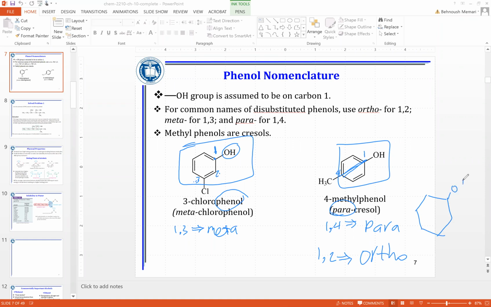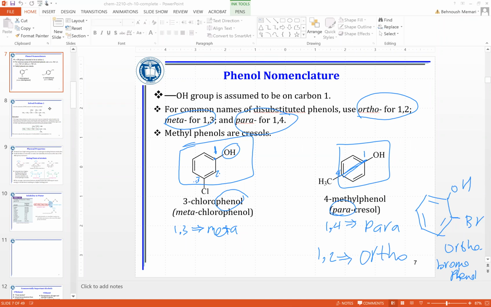So if you have an OH on carbon 1, and then let's say you have a Br on carbon 2, in this case, this is ortho. Okay, ortho-bromophenol. So we have 1,2 for ortho, and meta is 1,3. Para would be 1,4 with respect to each other.